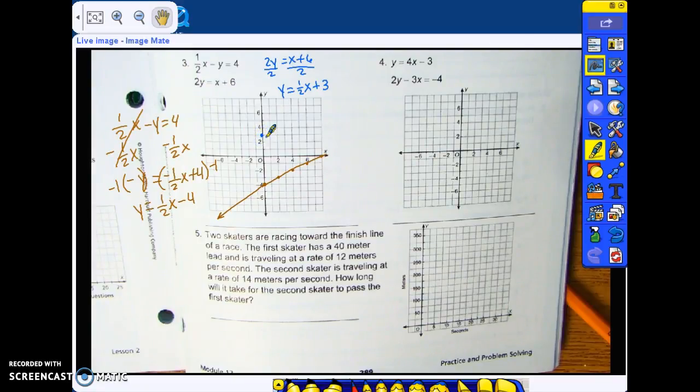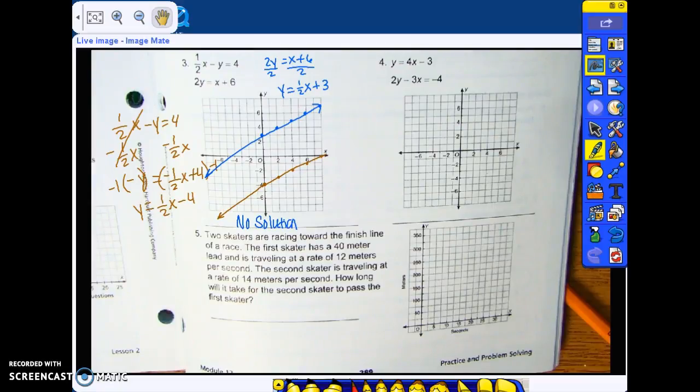Now I use my slope. I'm going up 1, to the right 2. My numerator is 1, that tells me where I'm going up. My denominator is 2, which tells me where I'm moving to the right. And because these graphs are parallel lines, they will never cross, so there's no solution for this system.